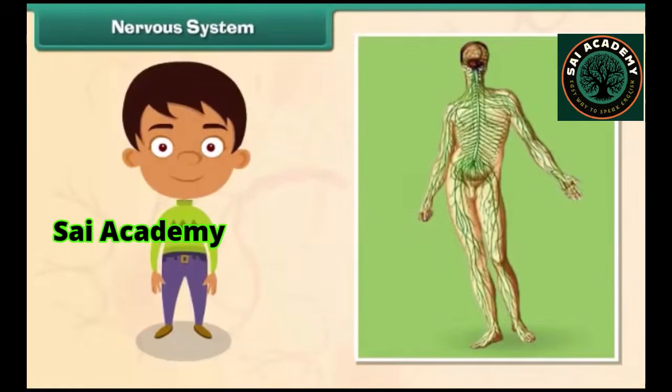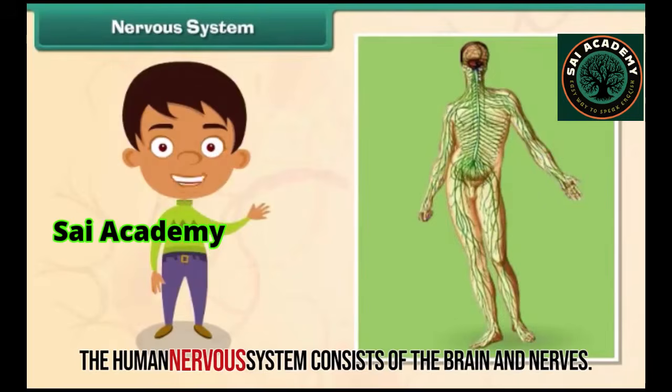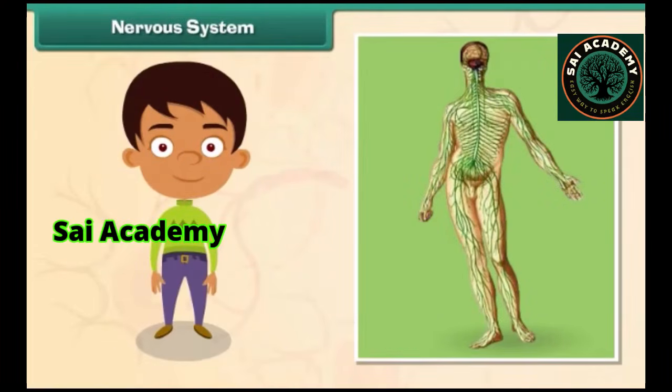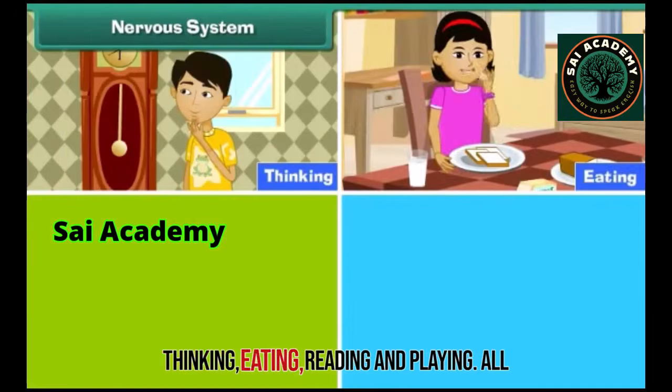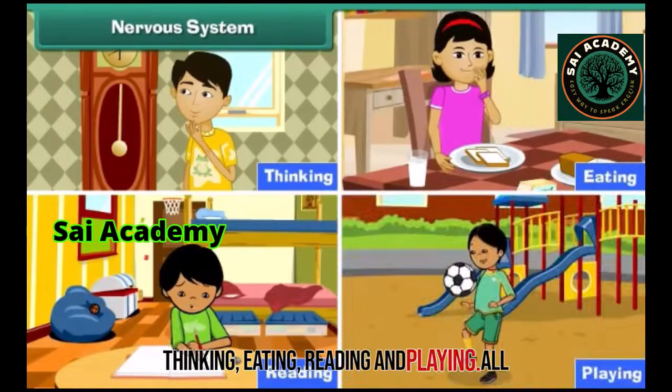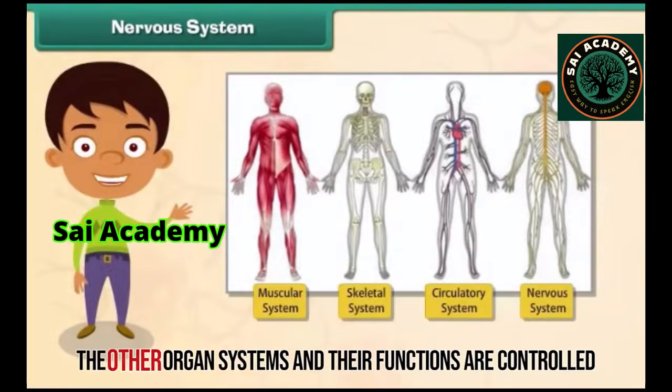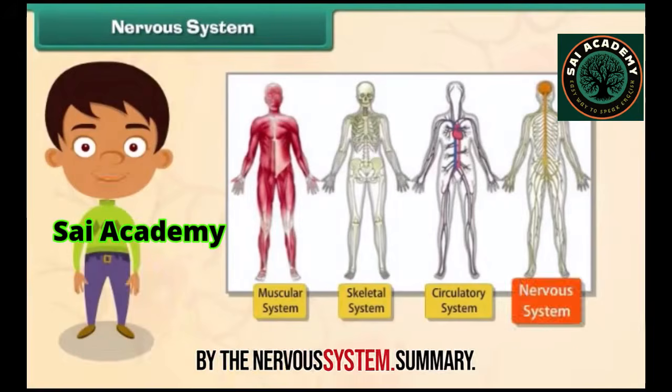Nervous system. The human nervous system consists of the brain and nerves. It controls all physical and mental human activities such as thinking, eating, reading and playing. All the other organ systems and their functions are controlled by the nervous system.